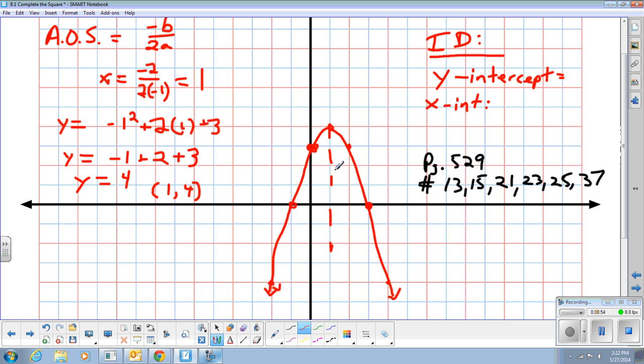Okay, so let's identify some things. Let's identify our y-intercept. Our y-intercept is (0, 3). The x-intercepts, there's 2: (-1, 0) and then I have (3, 0). And then ask yourself, is this a maximum or a minimum? Since the parabola goes up to the vertex and then turns and goes back down, this is a maximum.